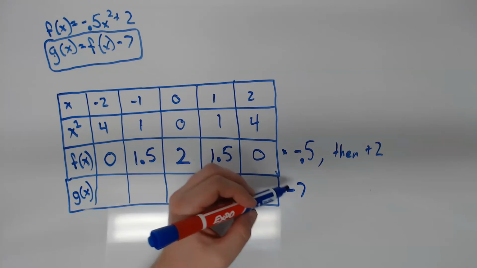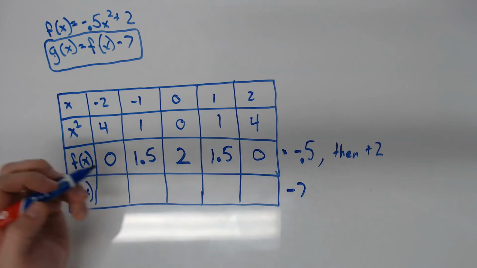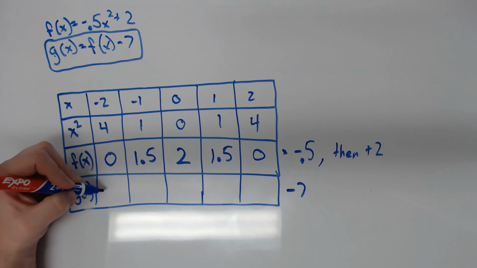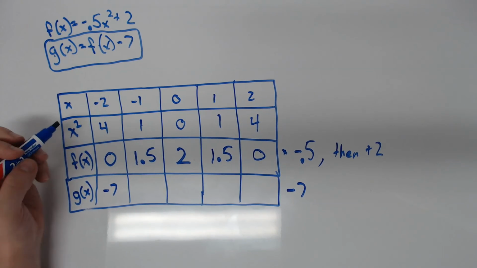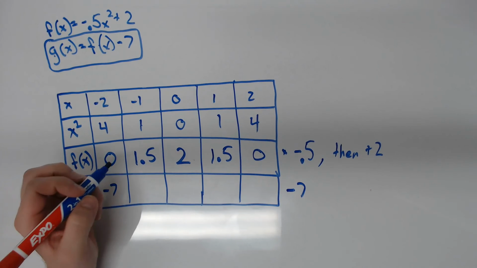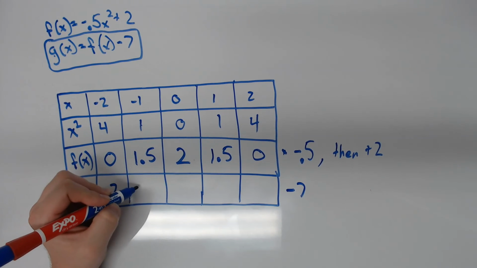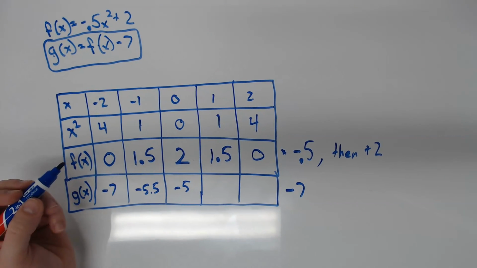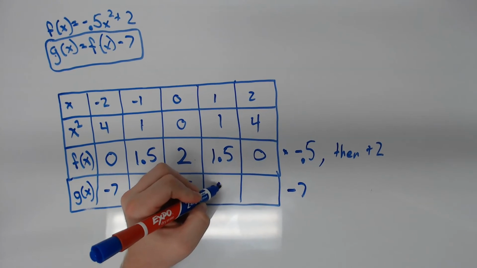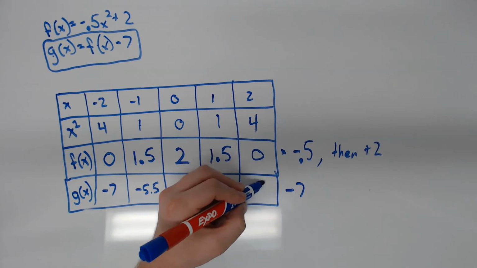All right, so this whole row for g of x is just going to be f of x, but minus 7. I don't have to do all the f of x calculations. I already did that. So 0 minus 7, negative 7. 1.5 minus 7, negative 5.5. Negative 5. Negative 5.5. And negative 7.